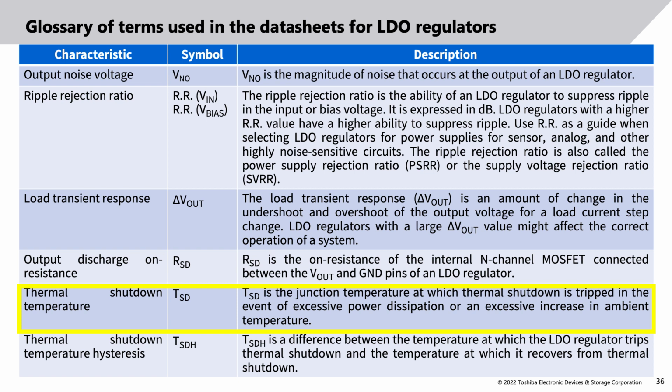Thermal shutdown temperature TSD is the junction temperature at which thermal shutdown is tripped in the event of excessive power dissipation or an excessive increase in ambient temperature. Thermal shutdown temperature hysteresis TSDH is the difference between the temperature at which the LDO regulator trips thermal shutdown and the temperature at which it recovers from thermal shutdown.